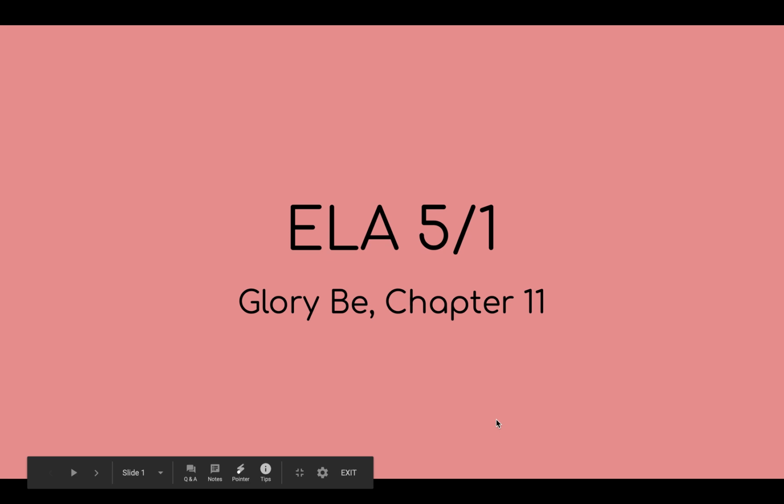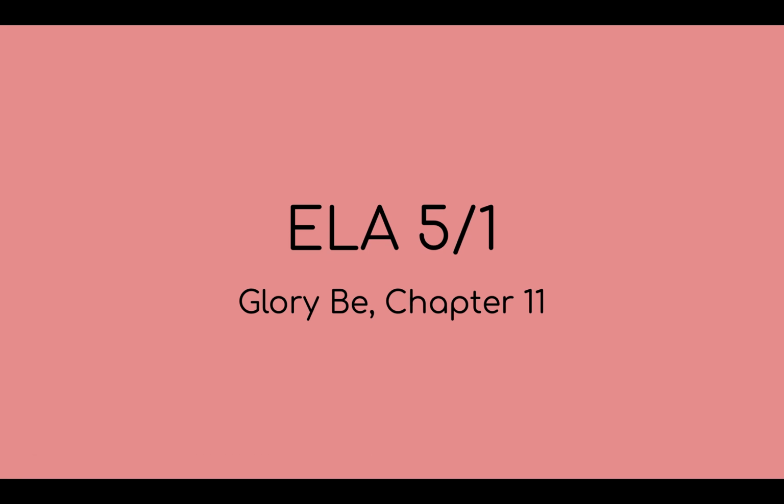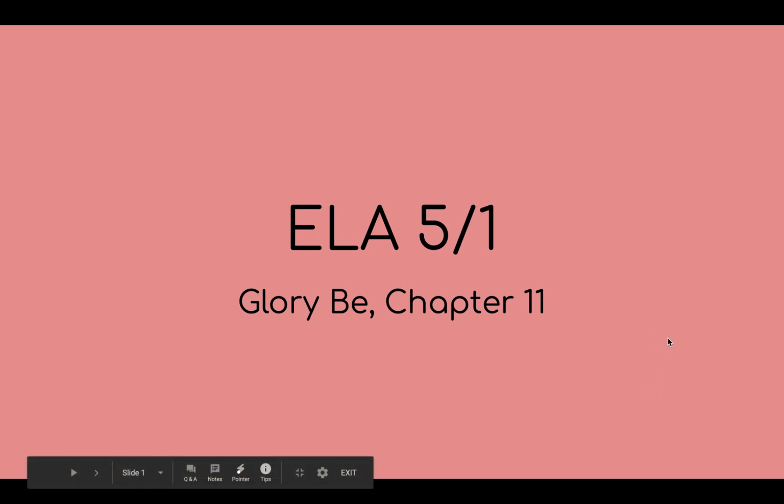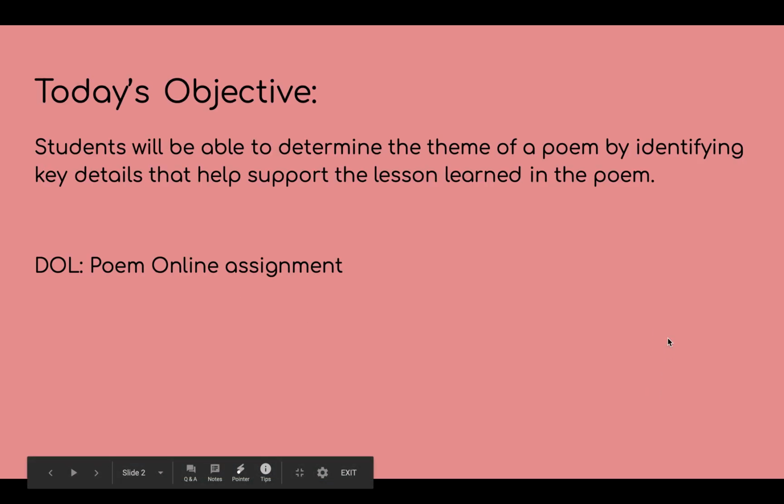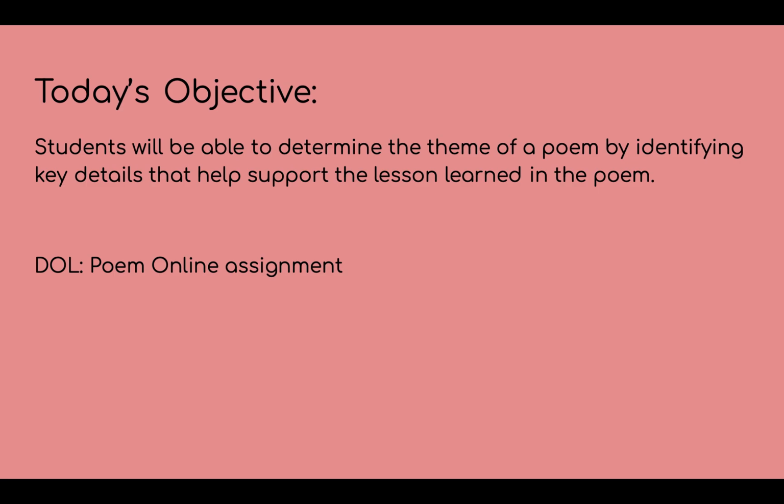First, today I'll be reading Glory Be Chapter 11 as a read aloud and not as my teacher model. Today's objective: students will be able to determine the theme of a poem by identifying key details that help support the lesson learned in the poem. And your DOL will be a poem online assignment where you have to find the theme of a poem.